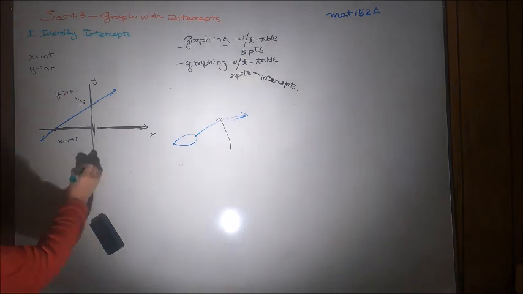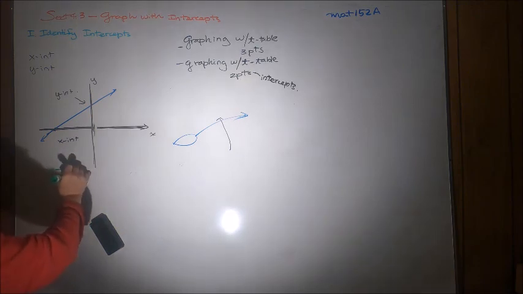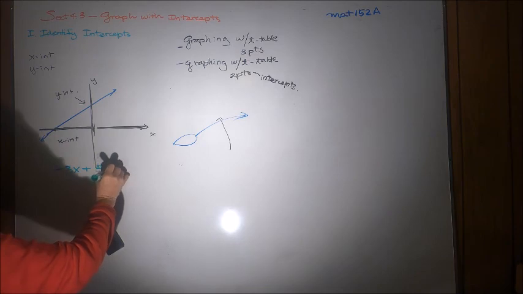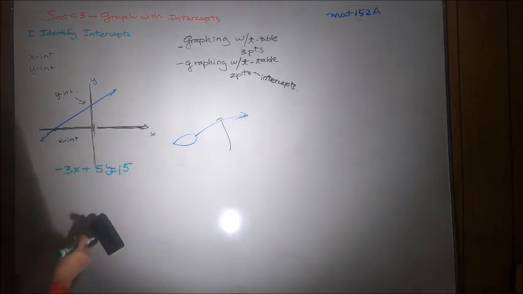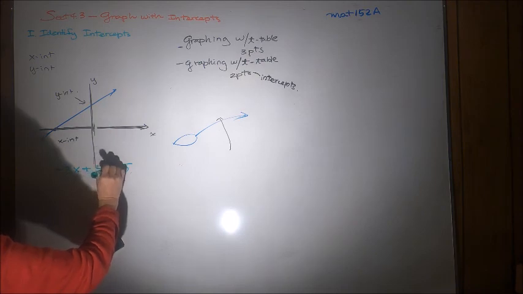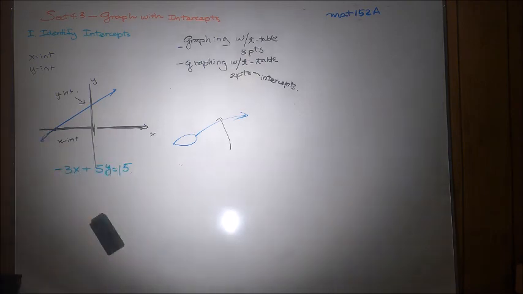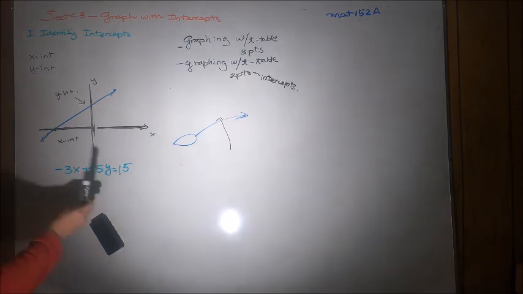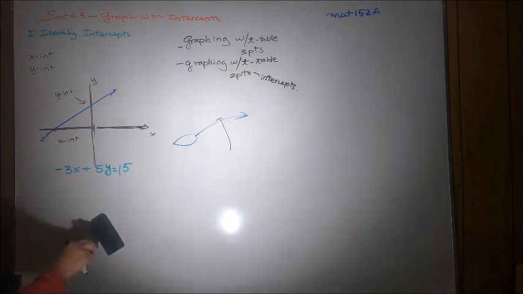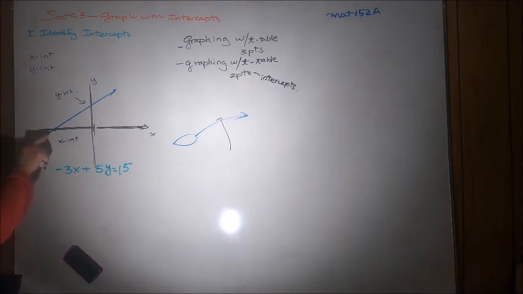So let's take a look at the example we have. It says negative 3x plus 5y equals 15. Okay? Do I have a linear equation? Do I have a standard form? Yes, because x and y are on the same side of the equation. If I want the line intercepted by the x-axis, look at this point.